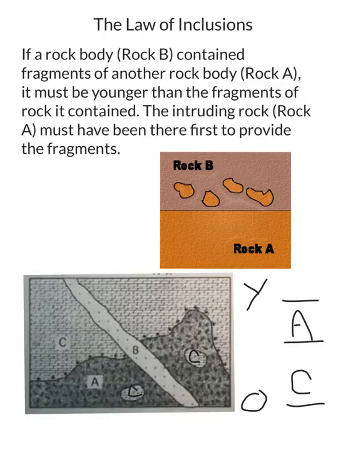So A is the rock layer or the event that occurs in the middle, and then B, because of cross-cutting, cuts across or covers up both A and C. So A and C had to be there in order for B to cover them up or cut across.